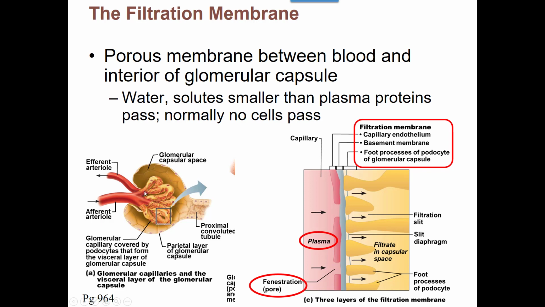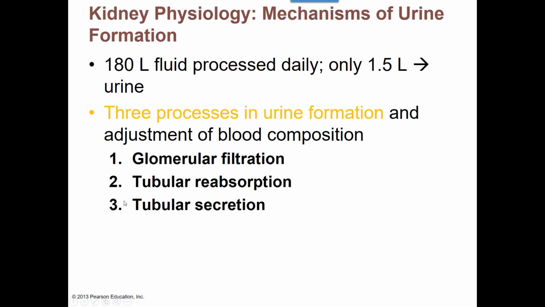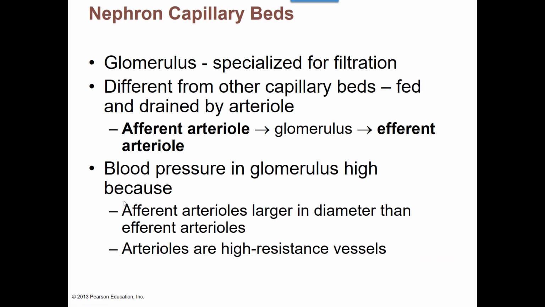The other is just that the arterioles themselves are high resistance vessels. They're not doing anything to slow it down. They don't have a lot of friction happening in there to slow the blood down, so that we have nice high blood pressure in there to cause that filtration to happen.